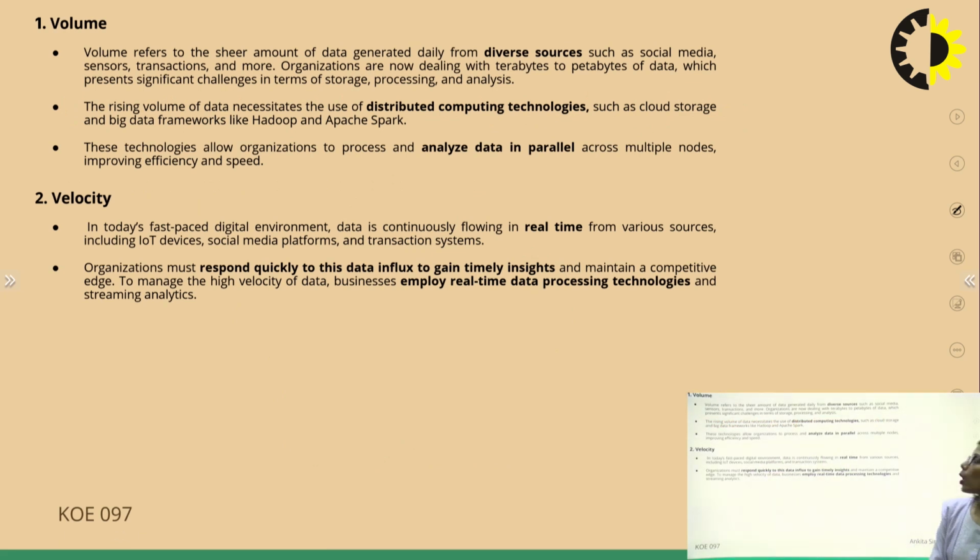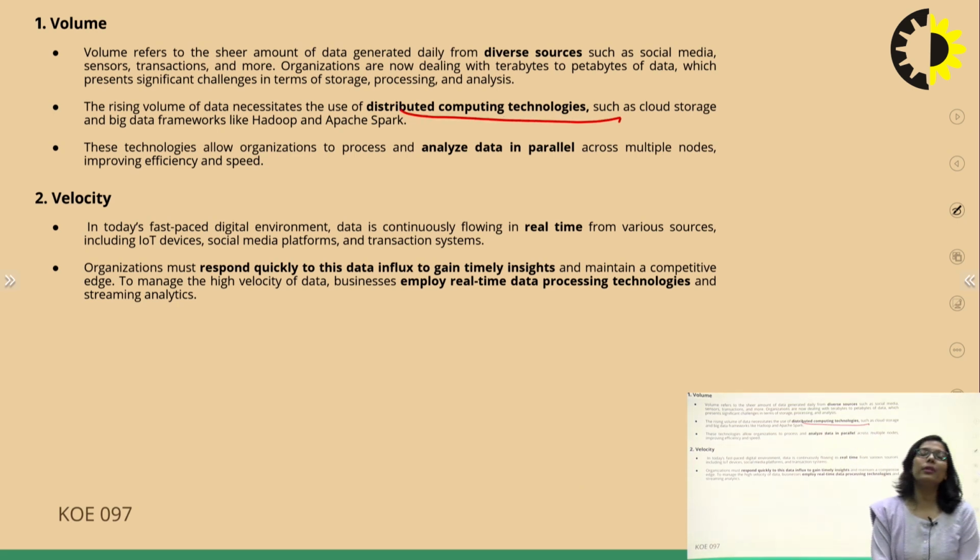So what is volume? Volume refers to the sheer amount of data generated daily from diverse sources such as social media, sensors, transactions and more. So we are creating a huge volume of data. The sources of data can be many. It can be social media applications, it can be IoT appliances, or it can be different sensors that we have. So we are creating a large volume of data, and this volume necessitates the use of distributed computing technologies.